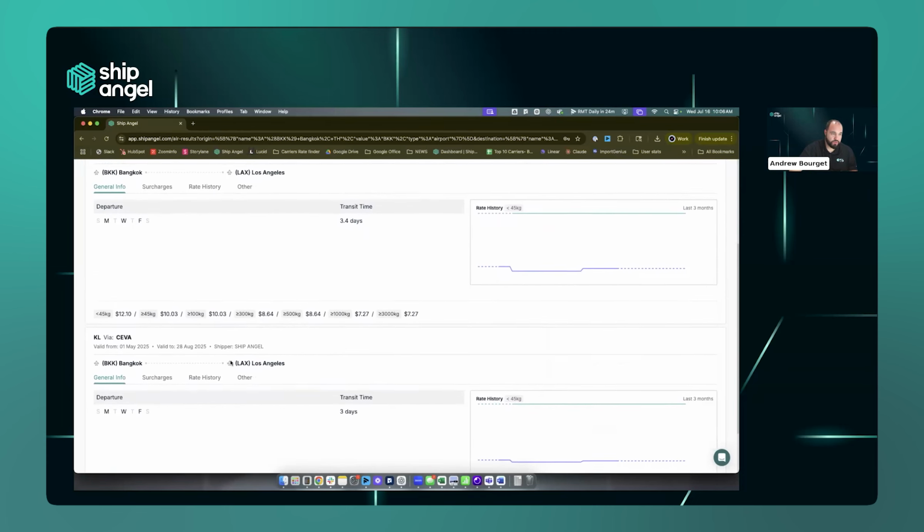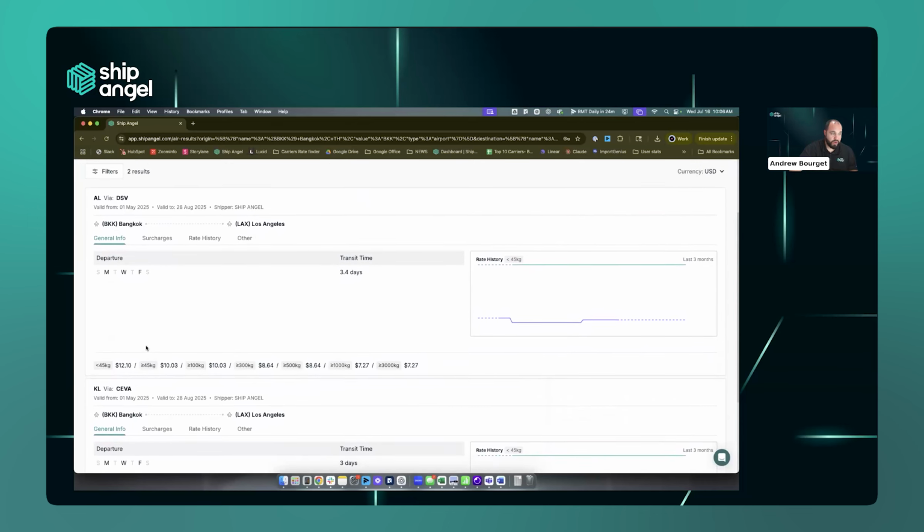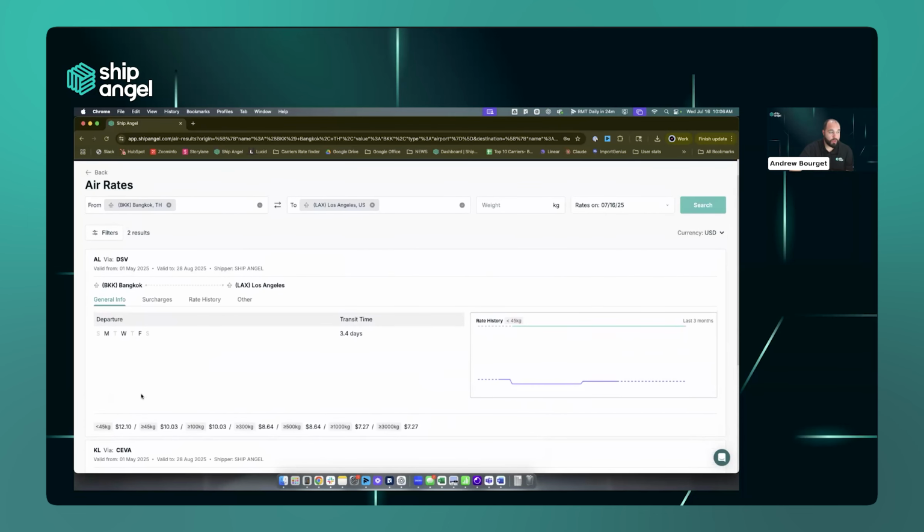What you're seeing here is 2 different results. One is a DSV rate and one is a SIVA rate. And what you can see here is you get some basic information. Bangkok, LA, we have the departure days listed here, and we have the transit time information. At the bottom of the rate card, you're going to see what we call the rates here. And this is your very quick ability to say, hey, based on my rates, if I wanted to move a 300 plus kilo shipment, what are my potential costs per kilo? What does it look like?